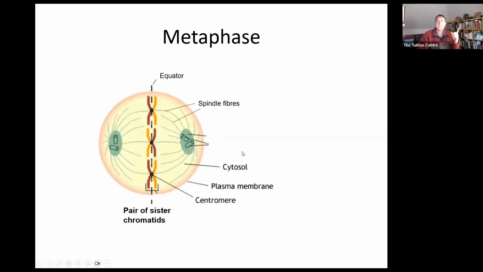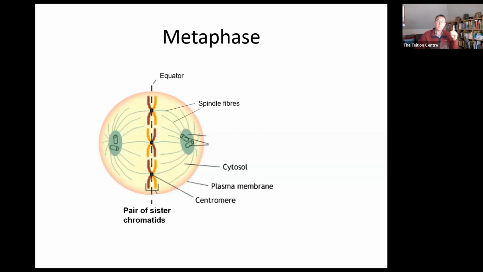Next stage is metaphase. Again, we think of what's happened by the end of metaphase. By the end of metaphase, the chromosomes have migrated towards the center, what we call the equator of the cell, which is the middle of the cell. The spindle fibers have attached to the chromosomes at the centromeres. The nuclear membrane, well, there is no nuclear membrane at the moment, right? So there's nothing we can say about the nuclear membrane for metaphase.